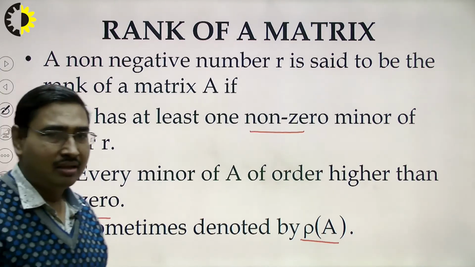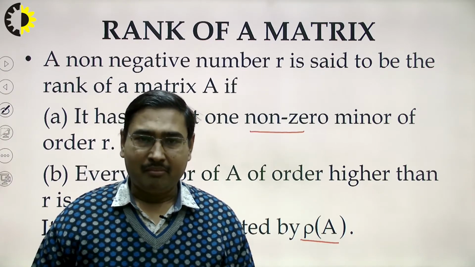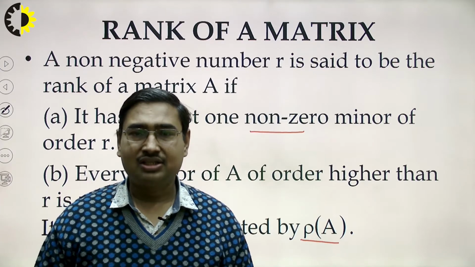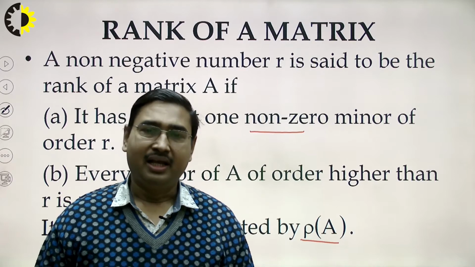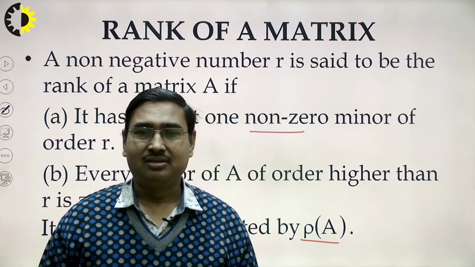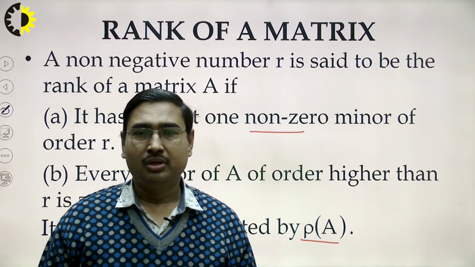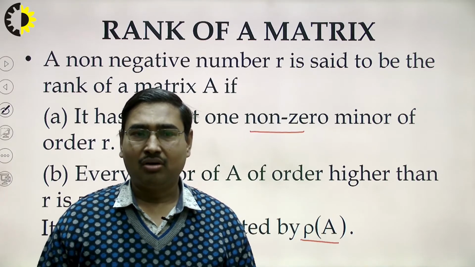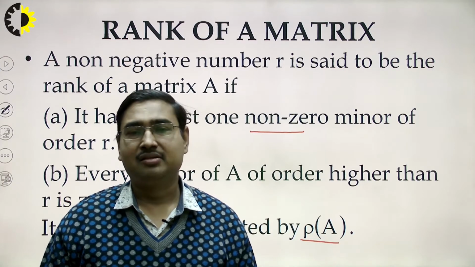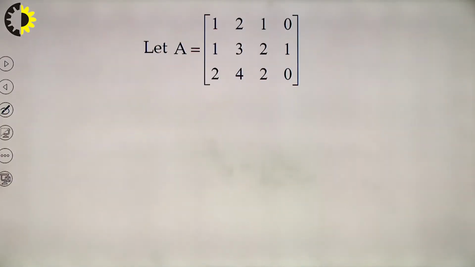Rank means, if I have any matrix A, then there can be many minors of the given matrix. The order of the largest non-zero minor is called the rank of A. That is, if a matrix has many minors of order 3, each of them is 0, many minors of order 2, each of them is 0, but some minor of order 1 is non-zero, then the rank of the matrix will be 1. We will explain this concept with the help of an example.